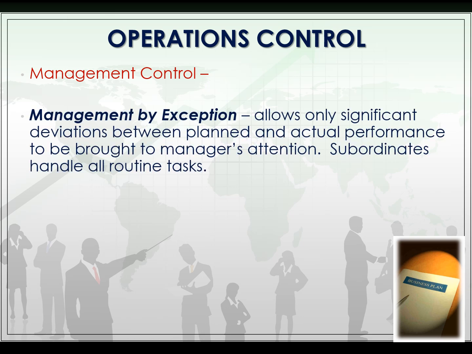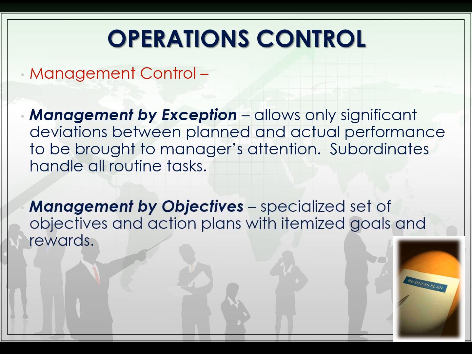The management control is management by exception only, allows only significant deviations between the planned and actual performance, and it needs to be brought to the manager's attention. Subordinates handle all routine tasks. Management by objectives is a specialized set of objectives and action plans with itemized goals and rewards for managers to abide by.